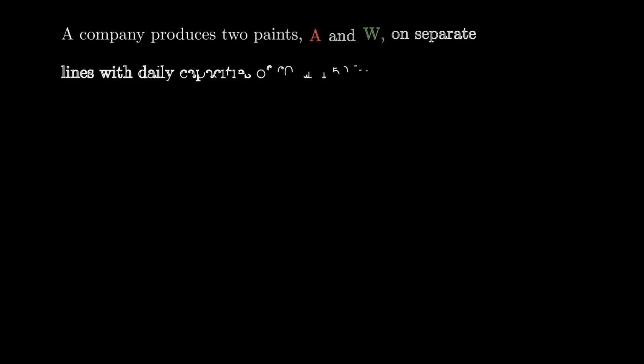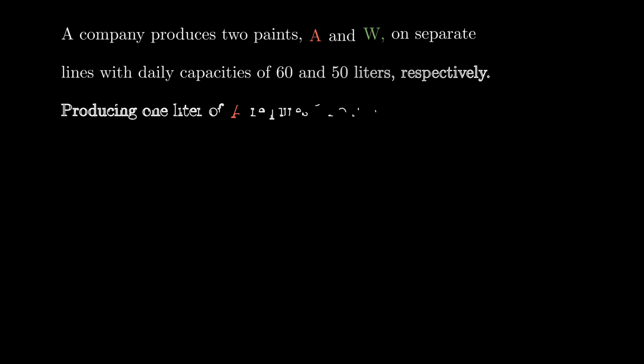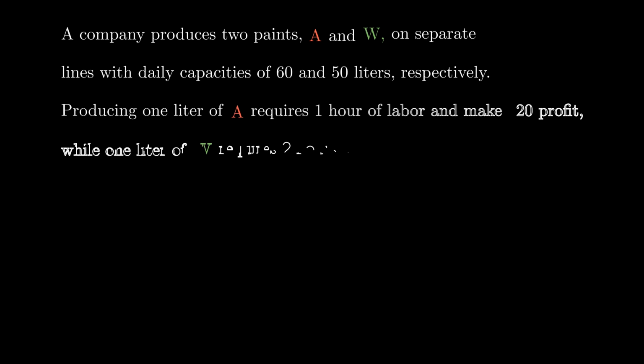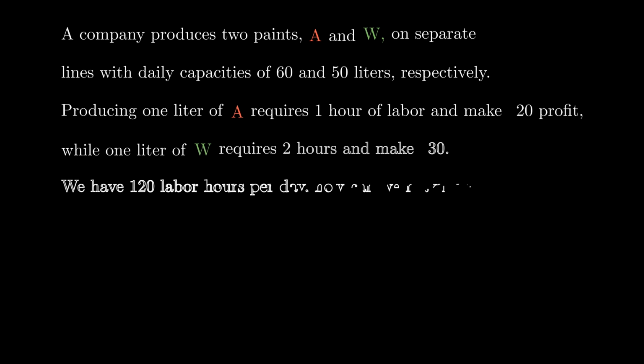You are a company that produces two types of paints, A and W, on separate lines with daily capacities of 60 and 50 liters. Producing 1 liter of A requires 1 hour of labor, while 1 liter of W requires 2 hours of labor, and they make respectively $20 and $30 of profit. If we have a limit of 120 hours per day, how can we maximize the profit?